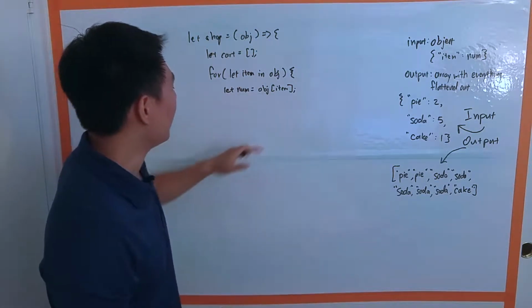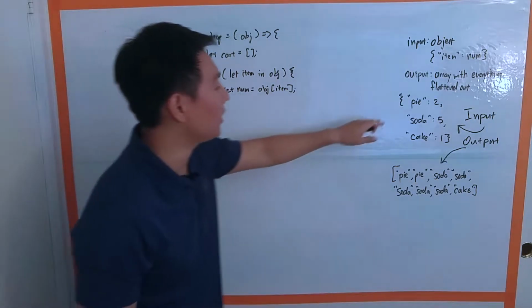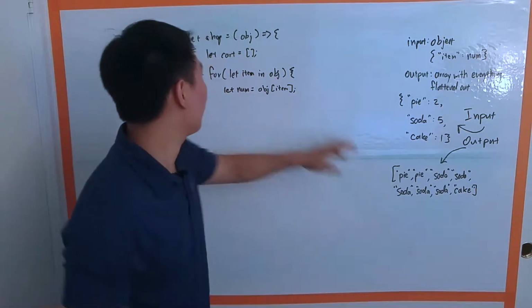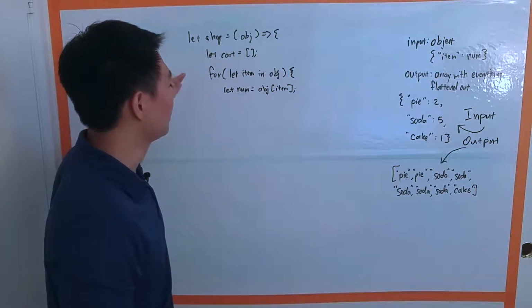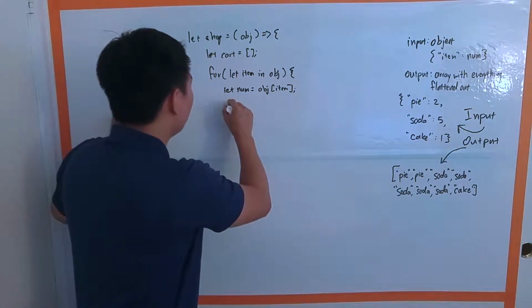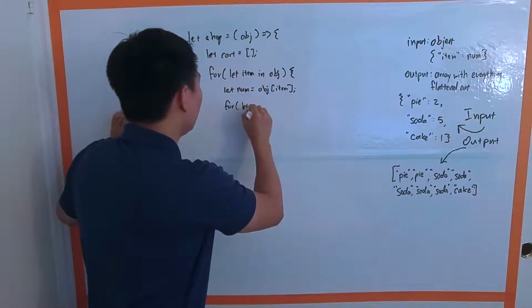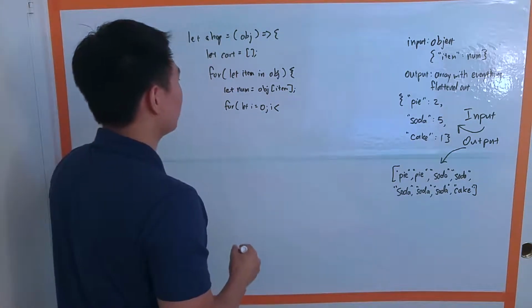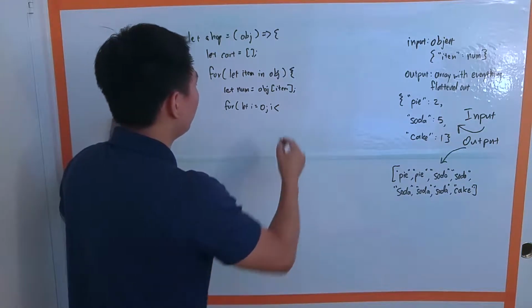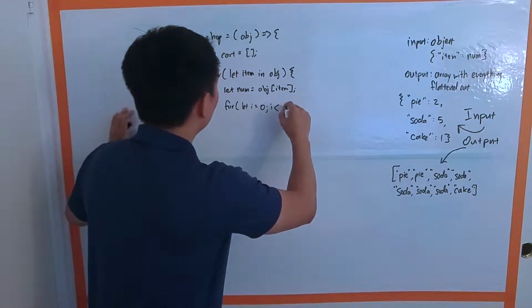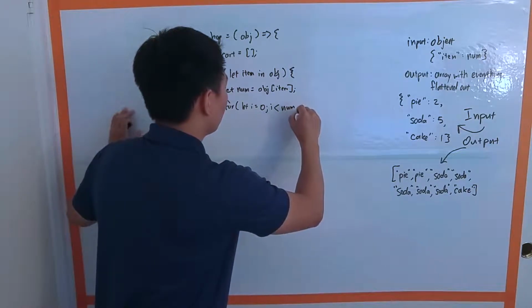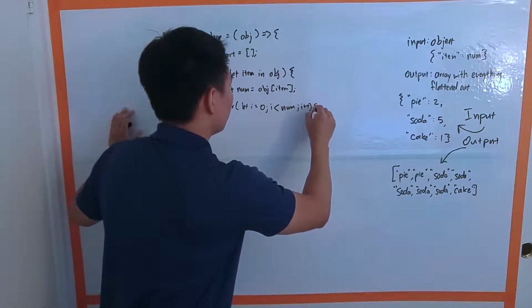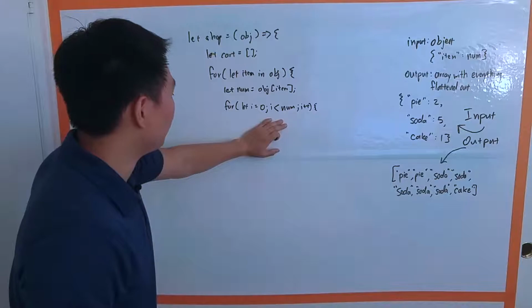We have num, and now we know how many times we're going to have to put this item inside our cart. And so what we're going to do is have a for loop in here. So for let i equals 0, i is less than num, i plus plus. And let's see if that is correct.